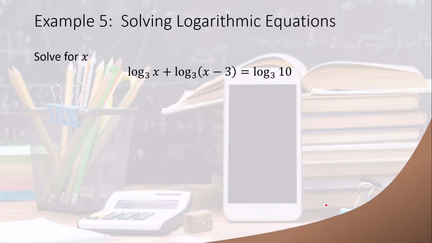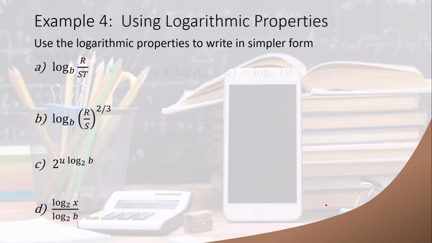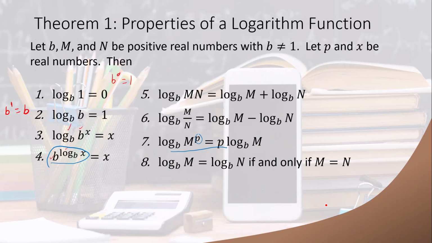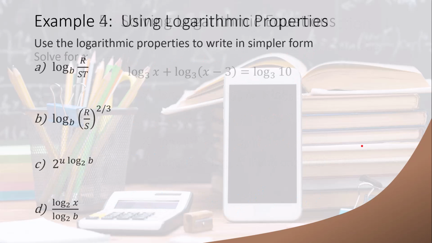Okay, our next example is we want to solve this logarithmic equation, and to do this, we're going to use the properties that we talked about before. Specifically, we are going to use property 5, the product property, and property 8, the fact that the log is a one-to-one function. Okay, so let's go ahead and do that.